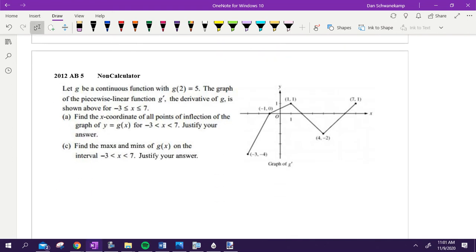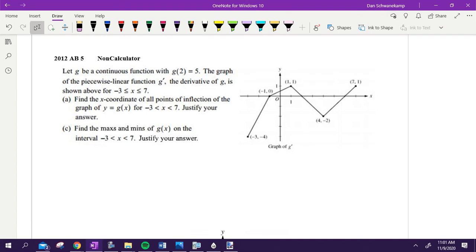On the back side, this is like your quiz on Friday. They gave you a graph. They're asking you to justify some stuff. Work with your neighbor. Answer both parts on the 2012 question. Go.